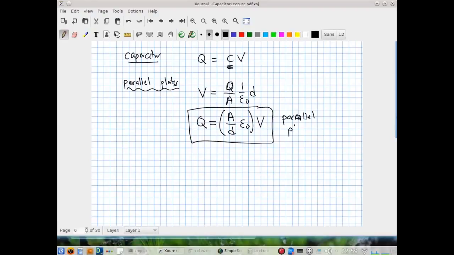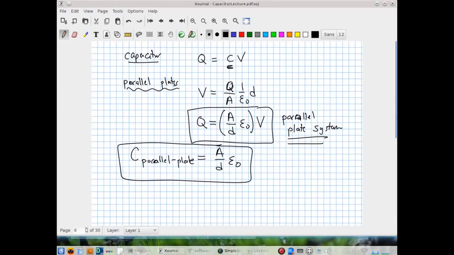This is a very special case. This is for the parallel plate system, and this is known as a parallel plate capacitor. And so we can very quickly write down the capacitance for the parallel plate capacitor. It's just A over D epsilon naught. And we learned something relatively neat from this.